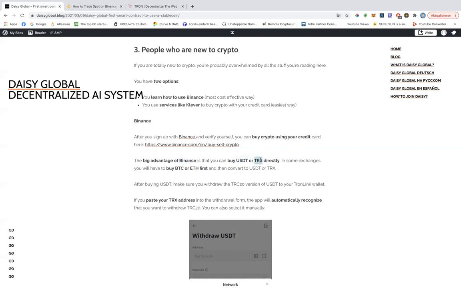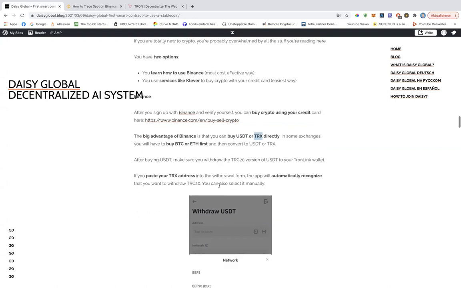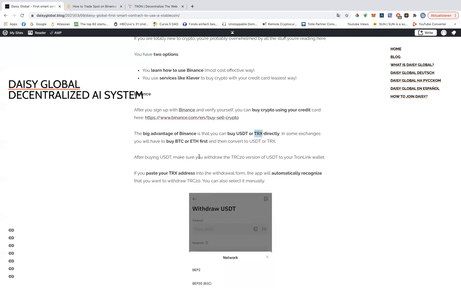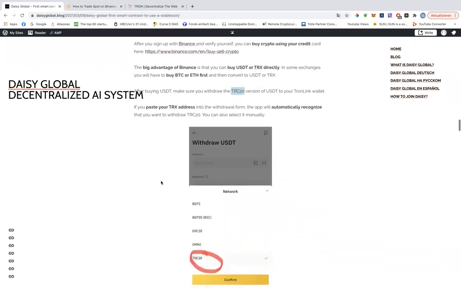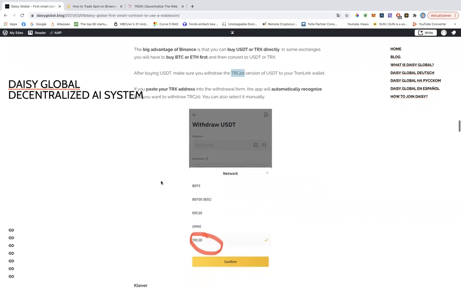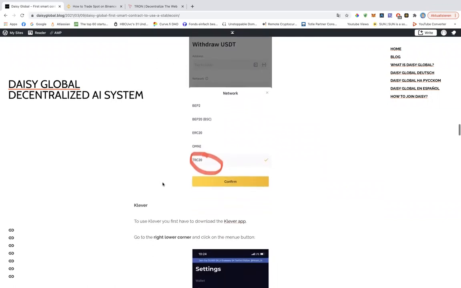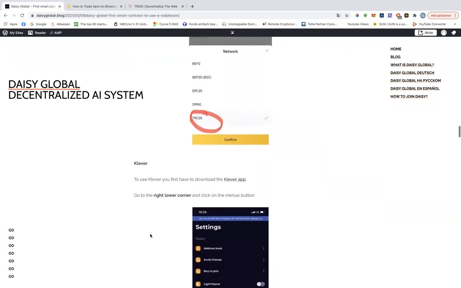And you will need both. Remember, you have to have some Tron for the energy. Well, after buying your USDT and Tron, just make sure you withdraw the TRC20 version. And again, if you paste your Tron address into the withdrawal form, it will recognize automatically that this is a TRC20 token, okay?